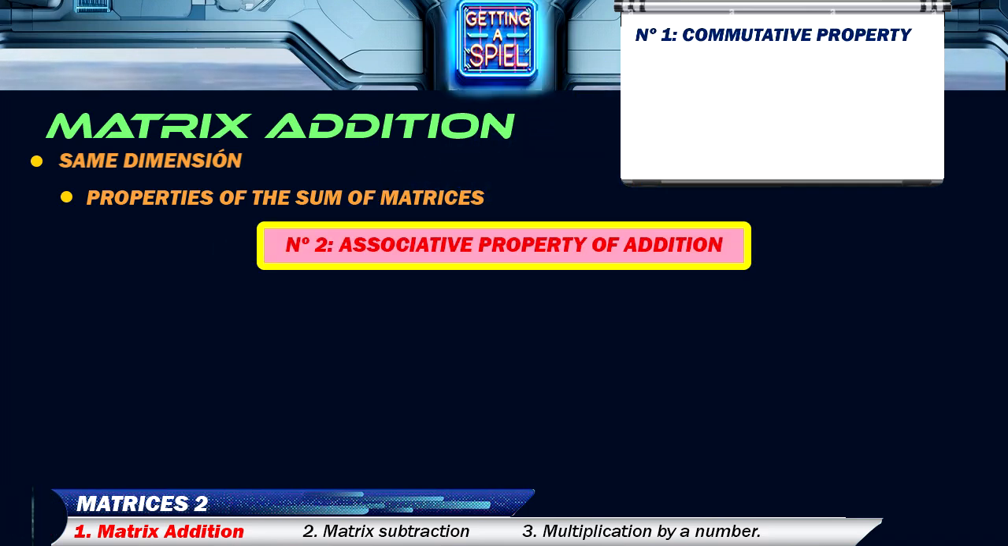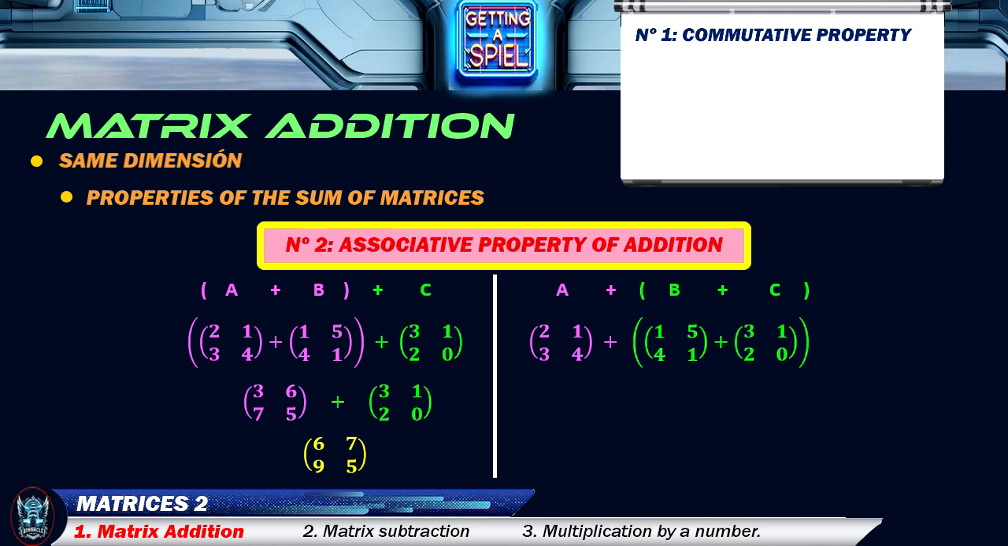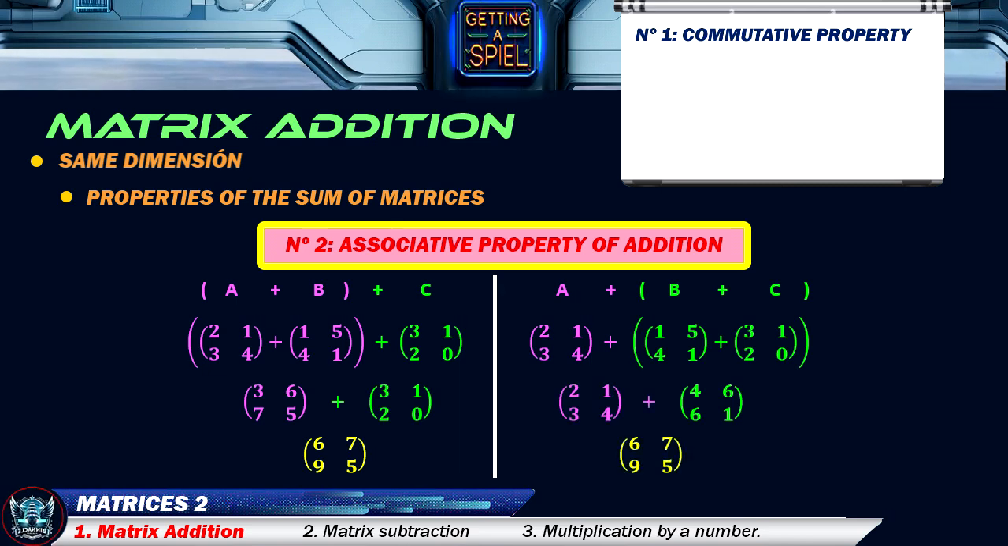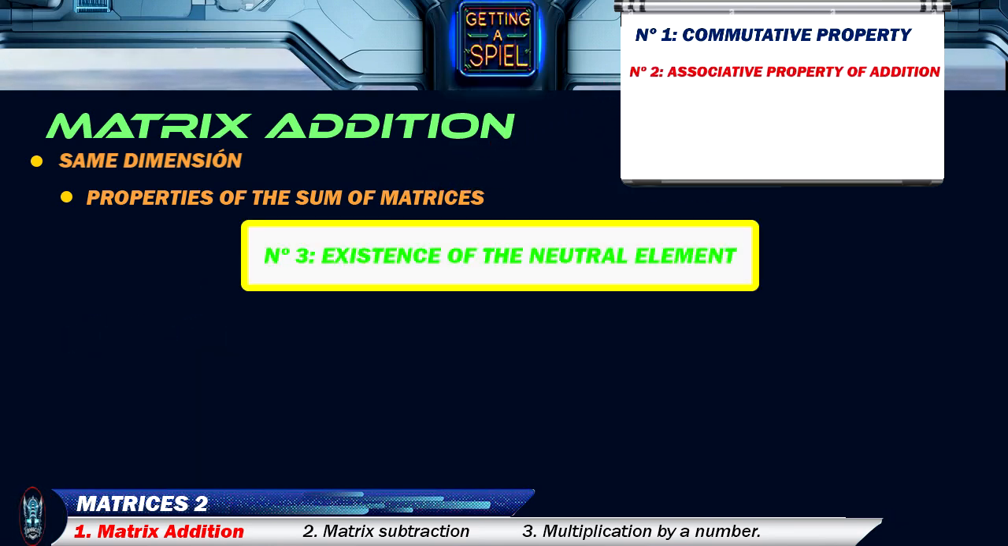The second is the associative property of addition. If you first add A plus B and then add matrix C to the result, it is the same as first adding matrices B plus C and then adding matrix A to the result. It's that simple. The third is the existence of the neutral element of addition.